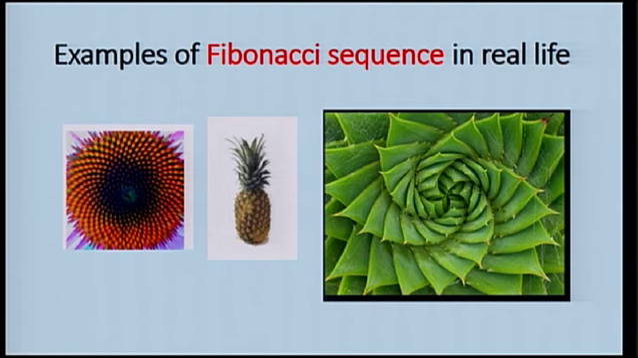So some examples of the Fibonacci sequence in real life. We look at this flower, we can see that there are 55 spirals spiraling outwards and 34 spirals going inwards. Similarly, for the pineapple, you have a Fibonacci sequence with spirals in sets of 8, 13, 21. Even this flower will follow the Fibonacci sequence. And this is what we are going to see.